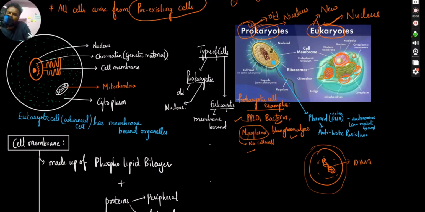And also prokaryotes have an extra nucleus. There is a nucleus in between, right? This nucleus has DNA, and we also have some extra DNA here, and that DNA is called plasmid. It is a circular DNA, and one of the special characteristics of this plasmid is that it has antibiotic resistance. What do you mean by antibiotic resistance?